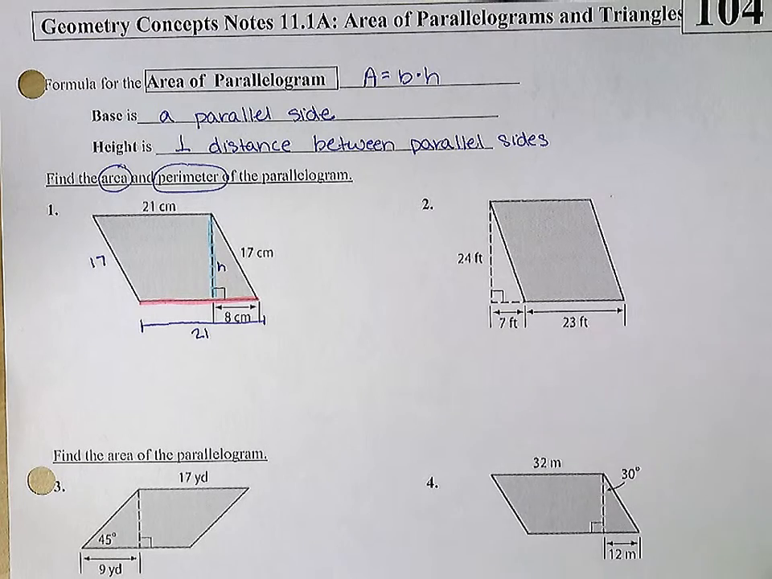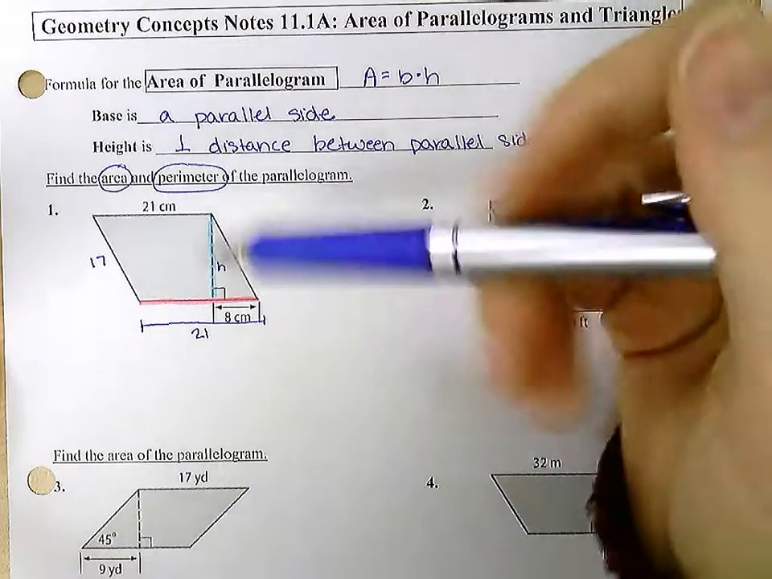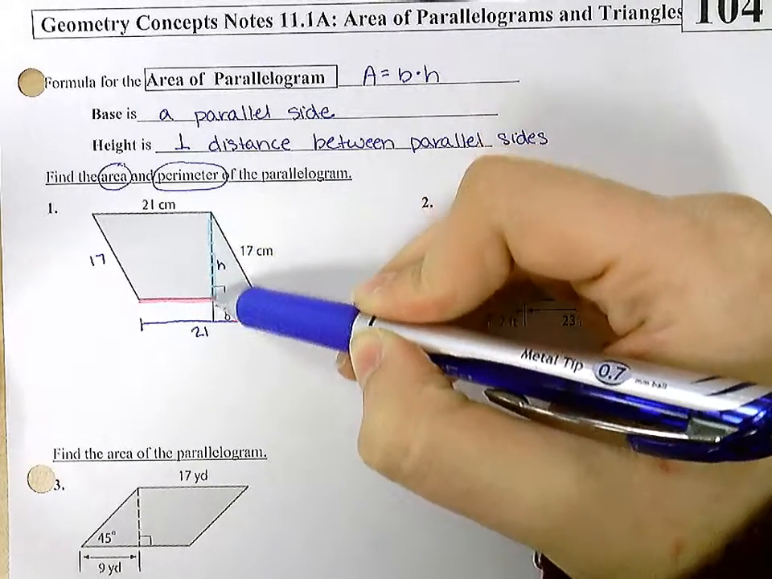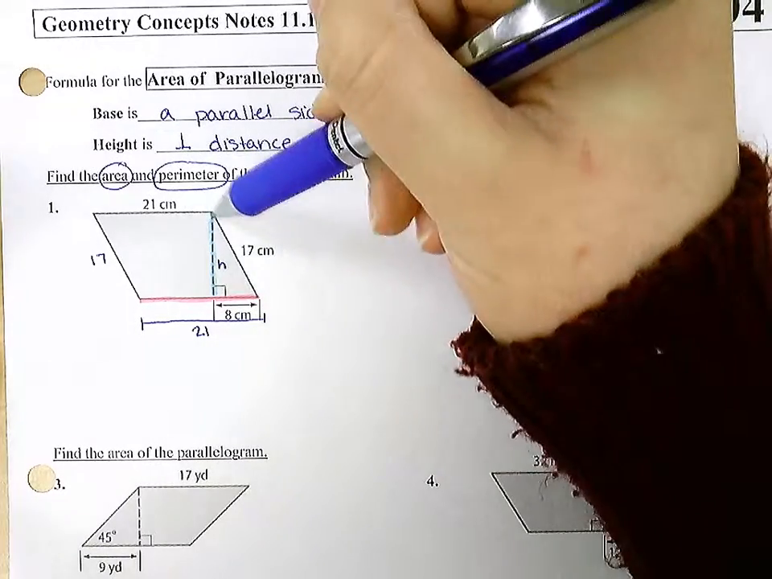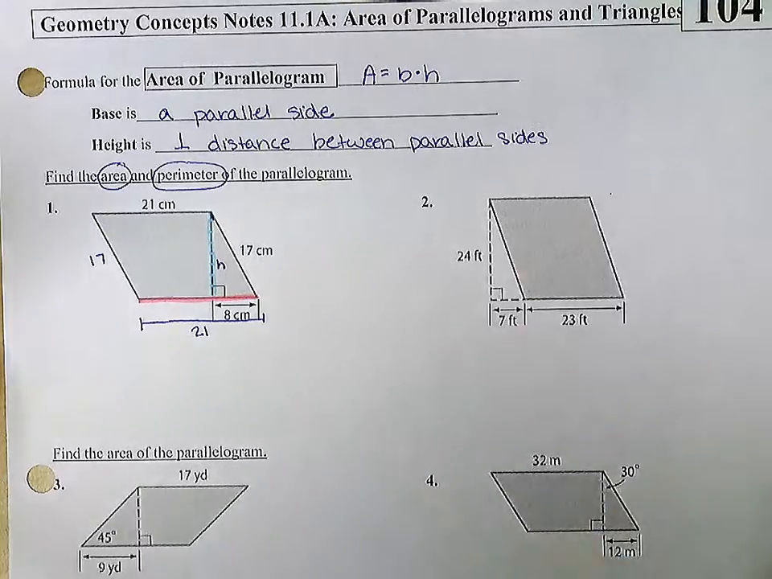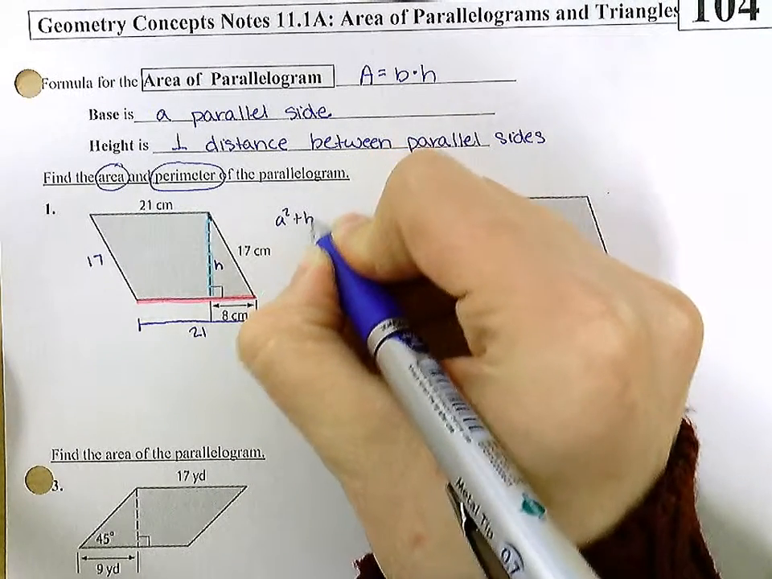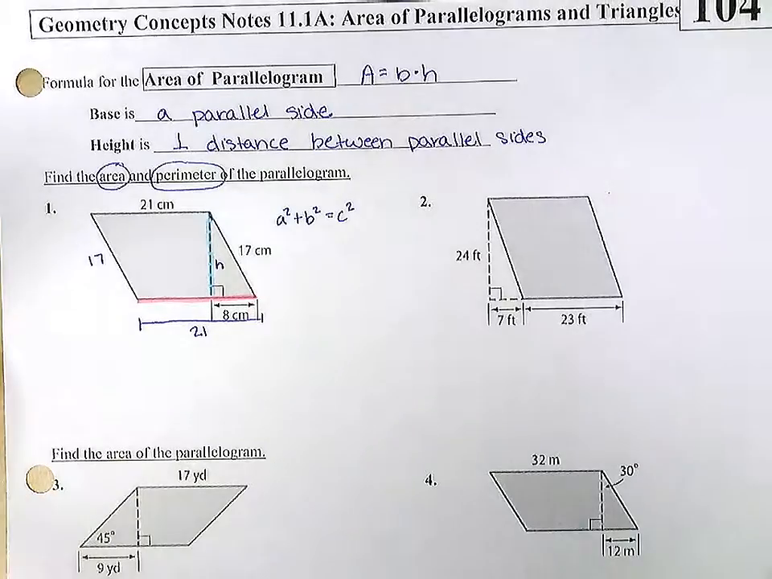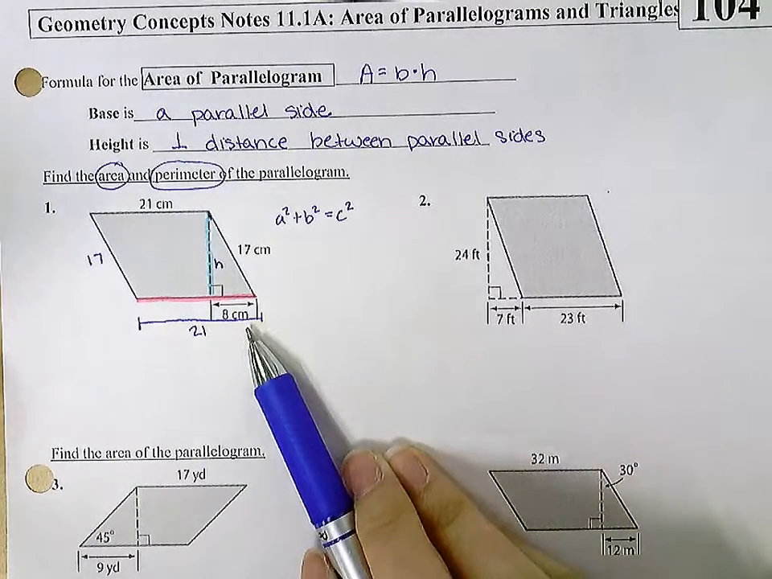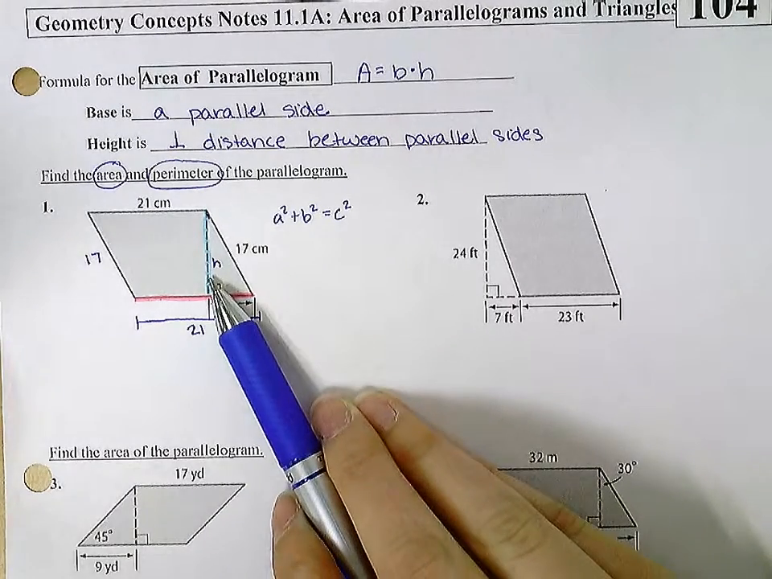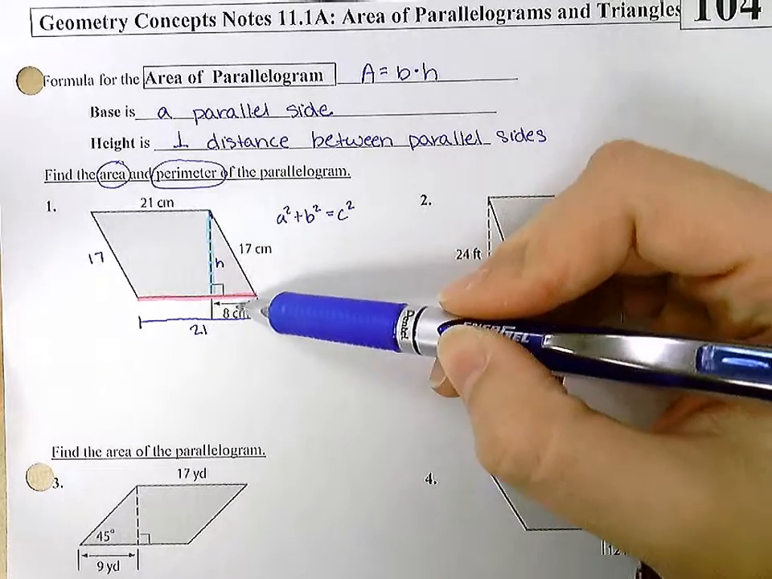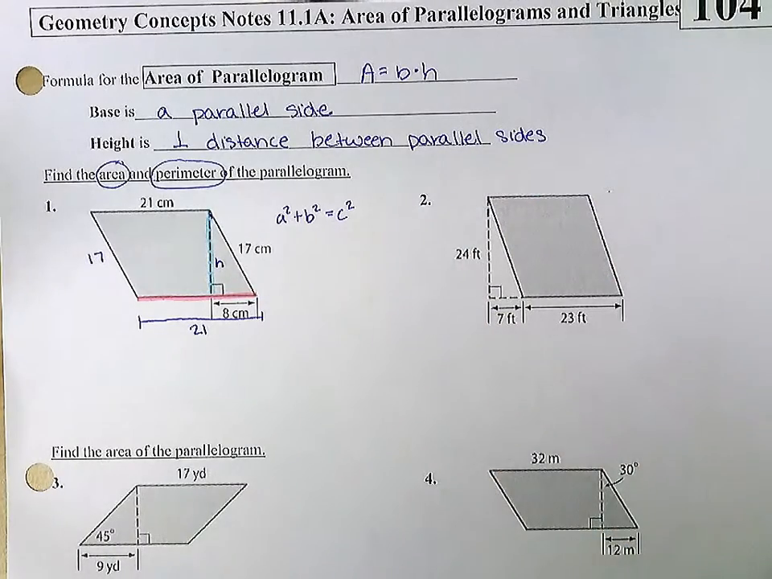Okay, so right now for the area of this parallelogram, all I'm missing is this height. Well, how can I find that height if I have this right triangle formed here? I can use the Pythagorean theorem. Okay, so I have a right triangle formed. I have two sides of that right triangle. I can find the third side. So my hypotenuse in this triangle is 17. My other two sides are the legs, A and B.